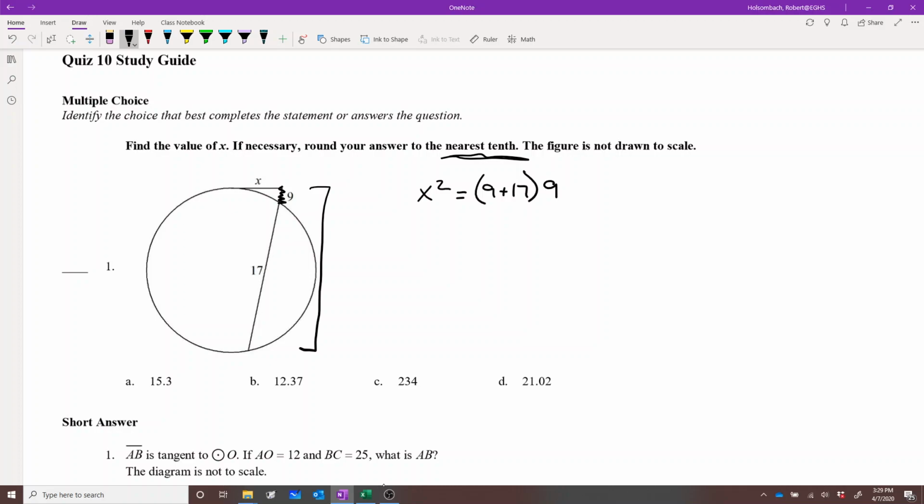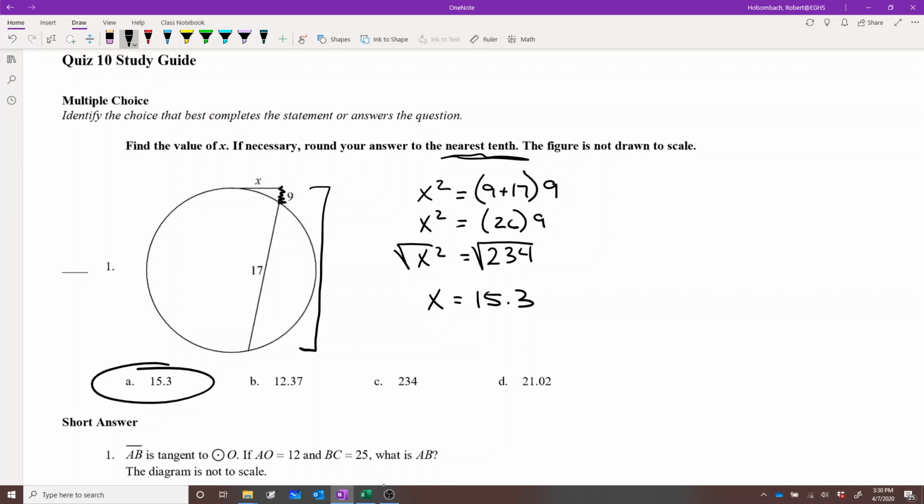So if we just work through the math, our x squared is going to be equal to 26 times 9. So our x squared is going to be equal to 234. And if we find the square root of both sides, then our x is going to be equal to 15.3. And there we go.